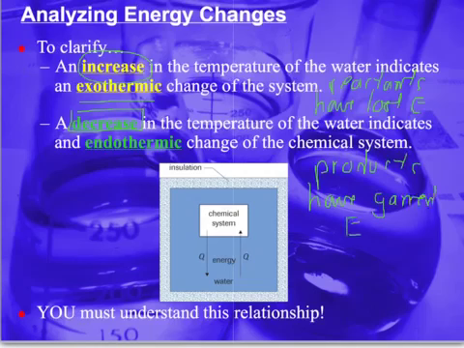Bottom line is that energy lost by the chemical system is gained by the water, or energy gained by the chemical system is lost by the water. It is like a teeter-totter. When one system gains energy, the surroundings will lose energy. If the system loses energy, the surroundings will gain energy.